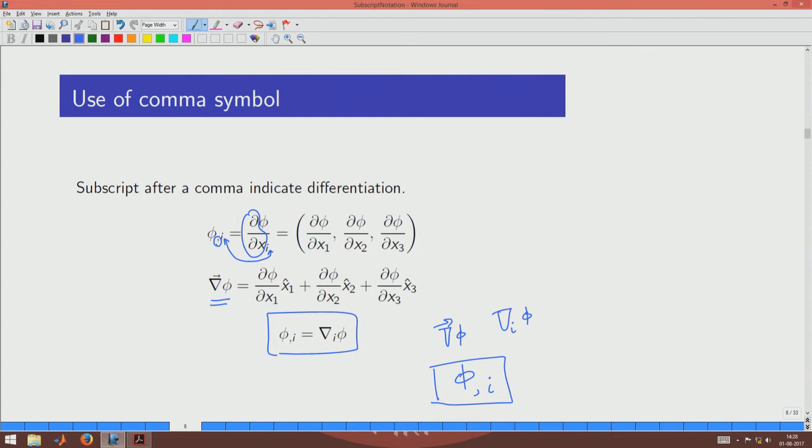And when you combine all the rules, namely the free subscript rule, the dummy subscript rule, the rule that allows the subscript to come in both numerator and denominator, and the comma indicating the differentiation, when you combine all these things, then a fairly complex expression can be written in a very succinct form using the subscript notation.